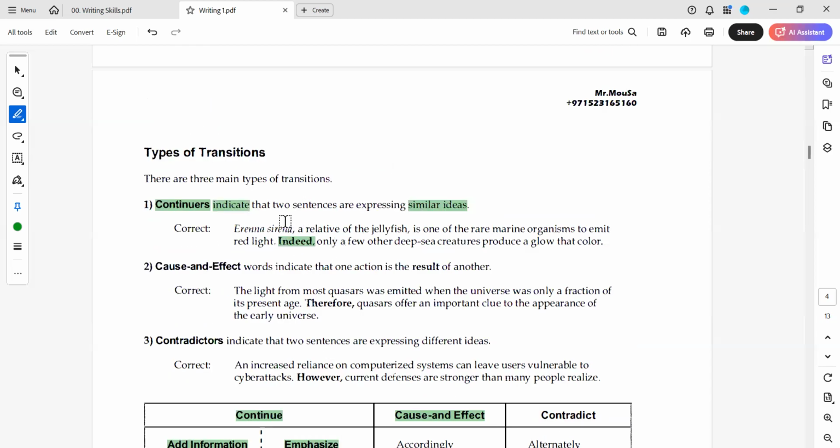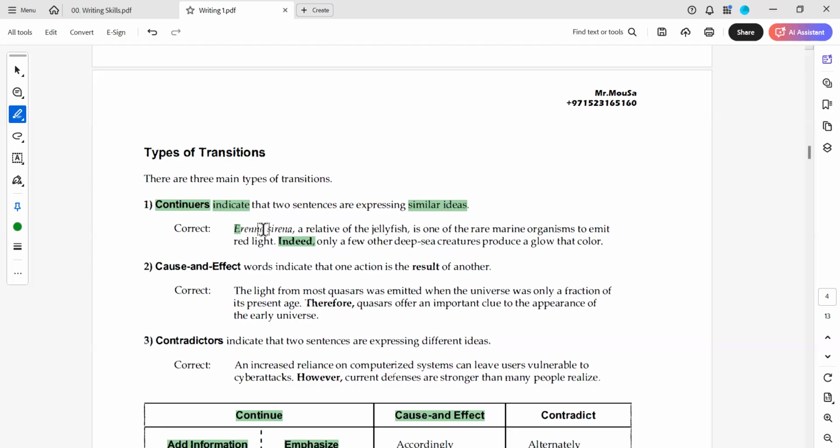What do we have on both sides? Let's check this one with our next reader, Basma. Let's read this one out loud. Arena serena, a relative of the jellyfish, is one of the rare marine organisms to emit red light. Indeed, only a few other deep sea creatures produce a glow that color.